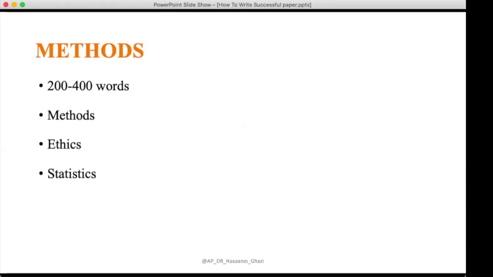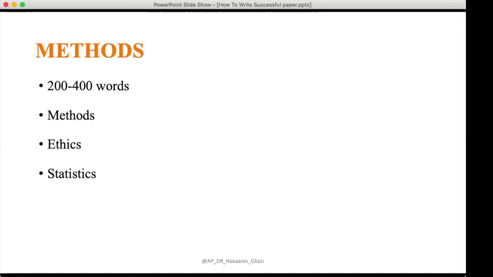The methods section is around 200 to 400 words. We have to describe the method that we use in the data collection, how we get the respondents, and the sampling method. Some of the journals will ask you about sample size, and how you calculate the sample size. Of course, ethics is very important, whether it is on human or animal. They ask you about ethics approval and also statistical analysis: what statistical test you use, the software, such as the chi-square or t-test. All this information you have to add in your methods part.